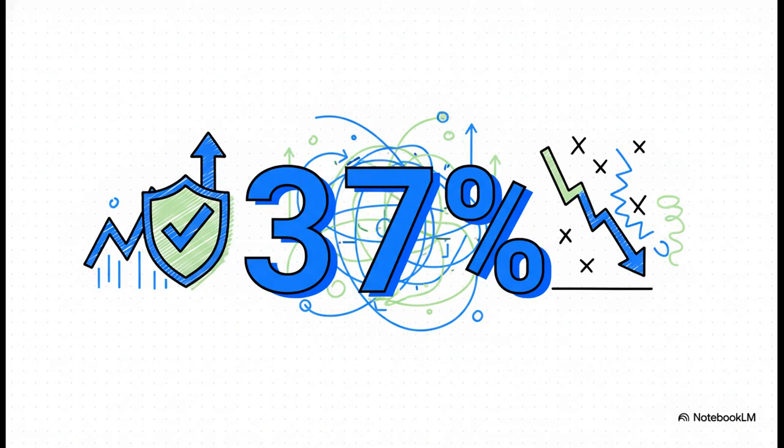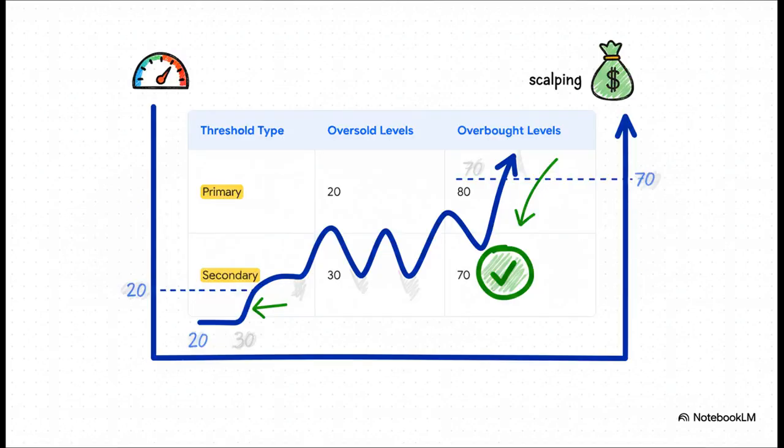Research actually shows that this method can reduce false signals by a whopping 37% during high volatility conditions. And that is exactly when scalpers need the most protection. A 37% improvement, that's huge. So how does this thing actually work? It's pretty genius and it's simple.